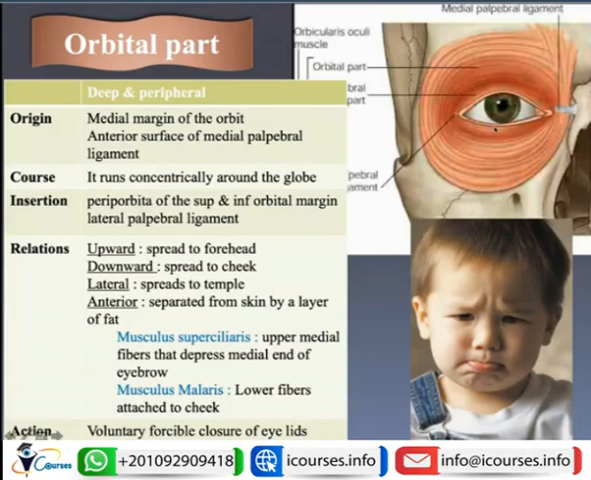So what is the action of the orbital part of the orbicularis oculi? It is responsible for forcible closure of the eyelid. So if you have, for example, a foreign body that entered your eye, or you are frightened by something and you forcibly close your eyelid to protect yourself, then this will be the action of the orbital part of orbicularis oculi.